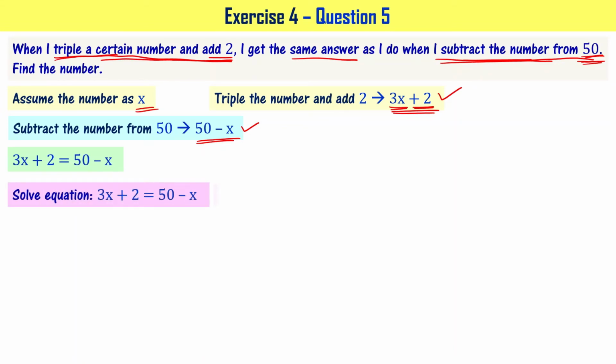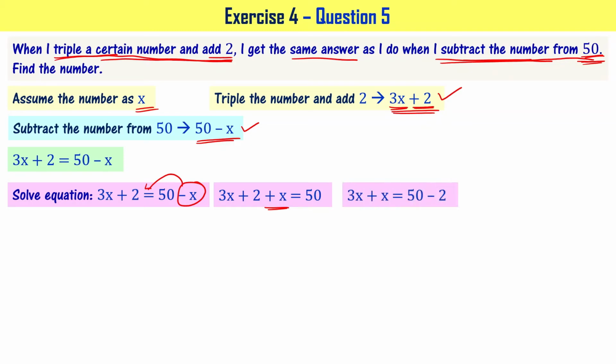To solve this, let me transpose this minus x to the other side. When I do that, it becomes plus x, right? 3x plus 2 plus x equal to 50 is the equation. Now let me transpose plus 2 to the other side. So this plus 2, when you transpose, it becomes minus 2, right? So 3x plus x equal to 50 minus 2, right? 4x equal to 48 is the equation you have now.